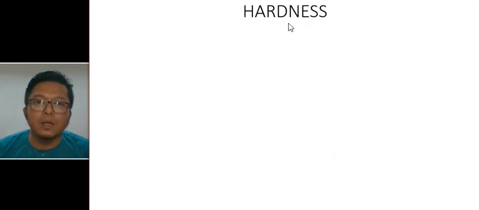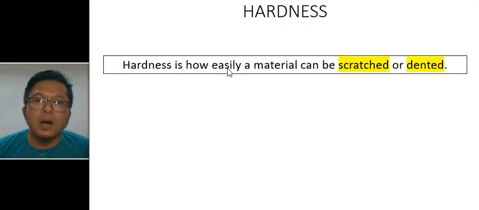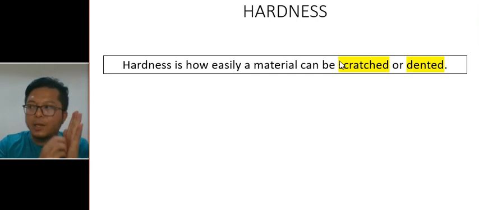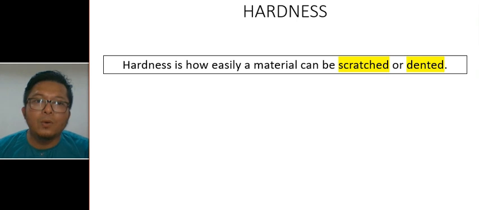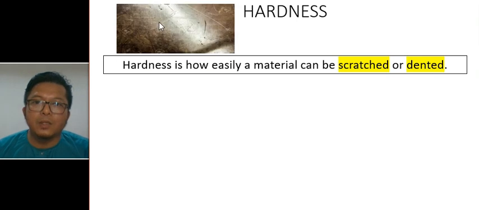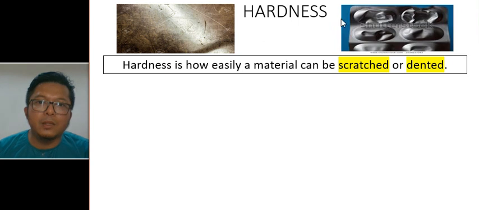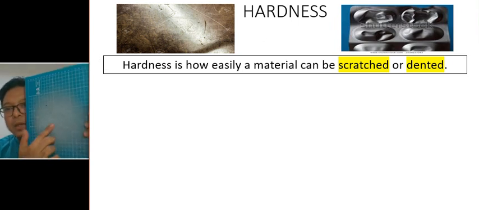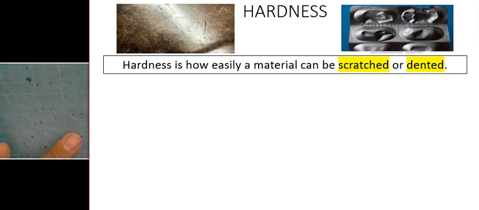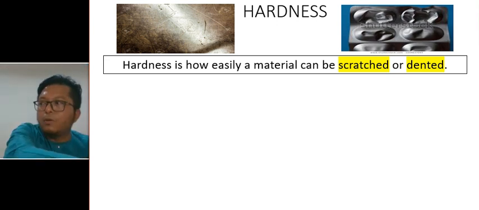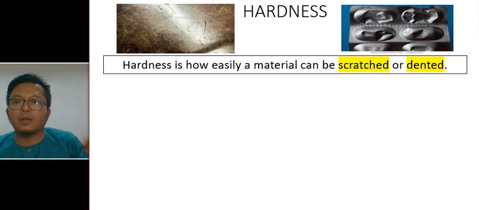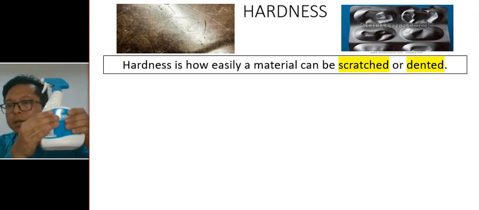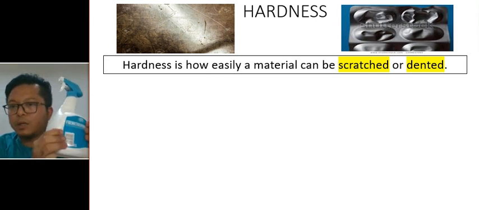Next, hardness. Hardness is how easily a material can be scratched or dented. Scratch or dented. Scratch like this one. I have example. Take a look here. Now this is scratch or dented. Dented. Boleh dipicakkan. Like that. Dented.